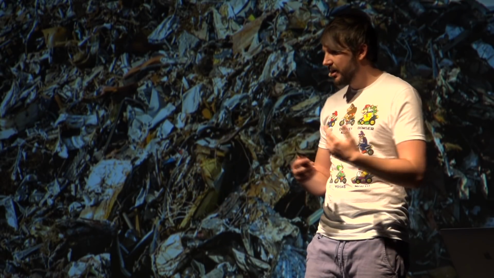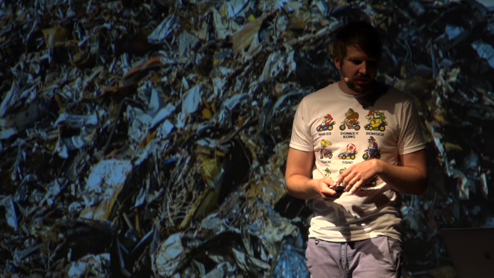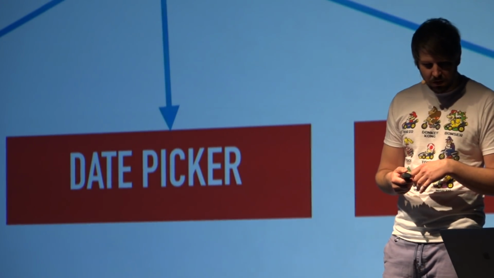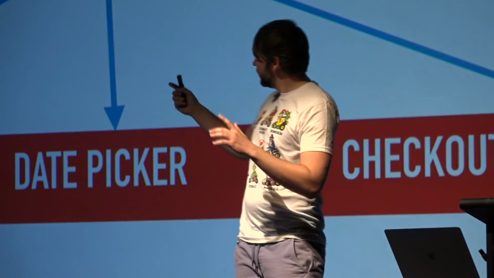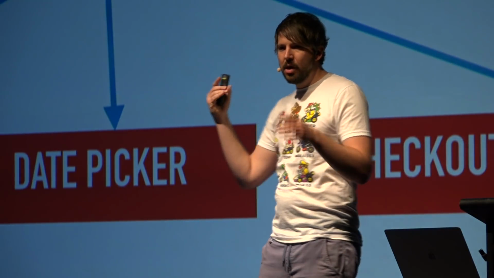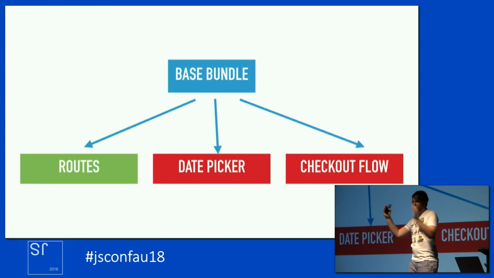And unfortunately, this is very easy, right, to get to a bad state. I'm going to show you a few examples. So again, your base bundle needs to depend on the routes, because you always want to know when you go from A to B, what is the route for B, right? So it has to be there.